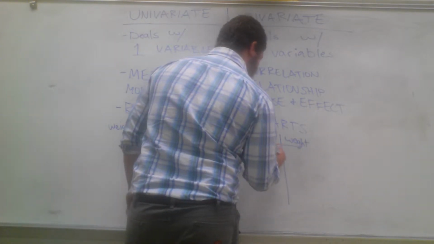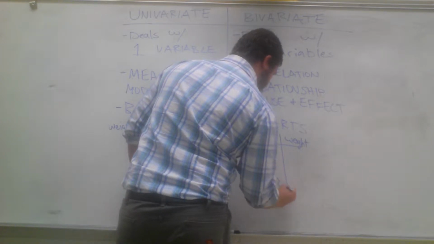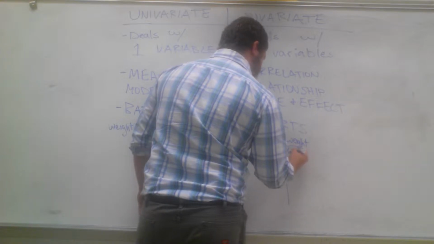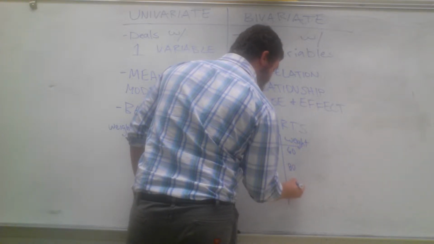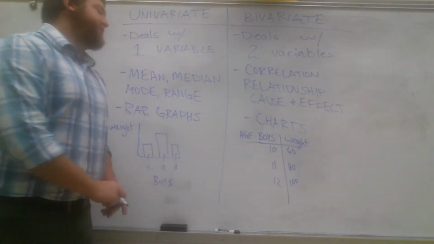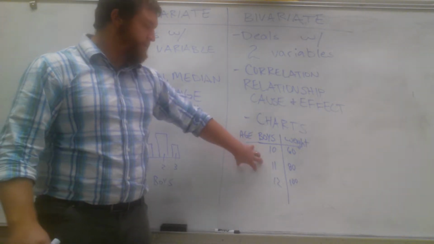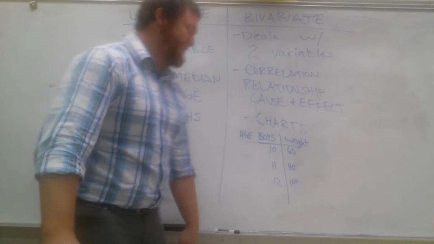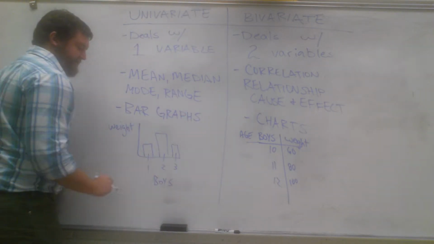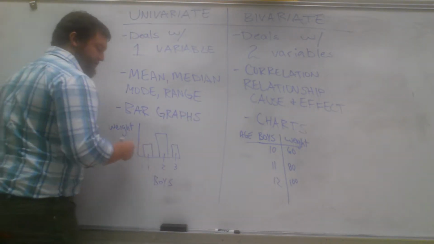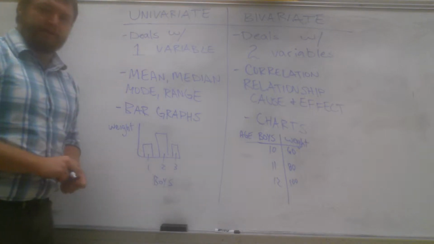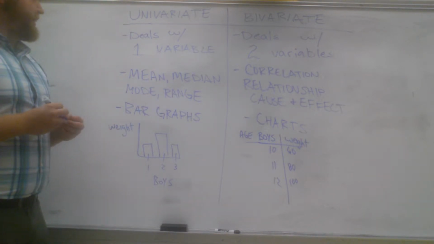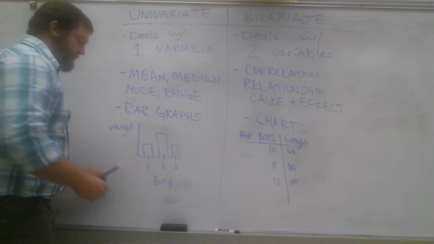So you might have a 10-year-old, an 11-year-old, a 12-year-old. And then you might have 60, 80, 100. So your 2 variables are the age of the boys and the weight of the boys. Over here you just got a list of weights. Boy 1 weighs that much, boy 2 weighs that much, boy 3 weighs that much. So that's your difference. And we're going to talk more about this as we go through.